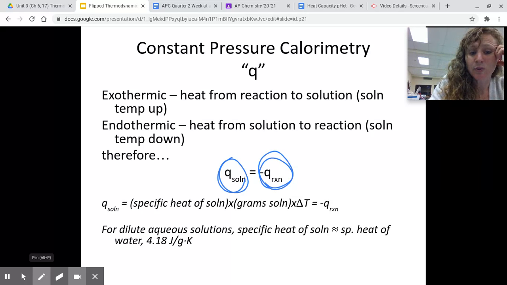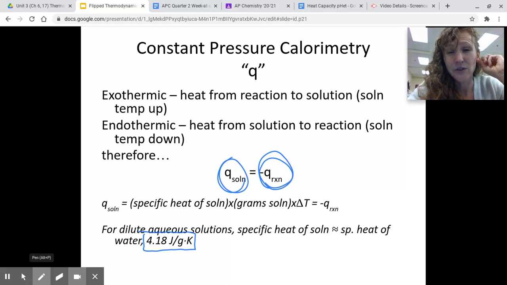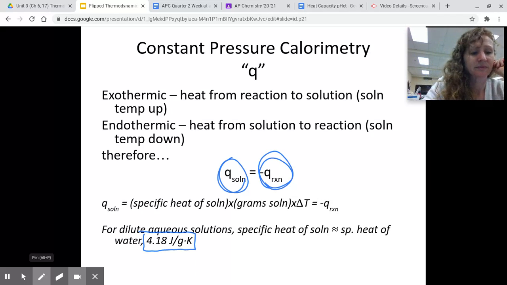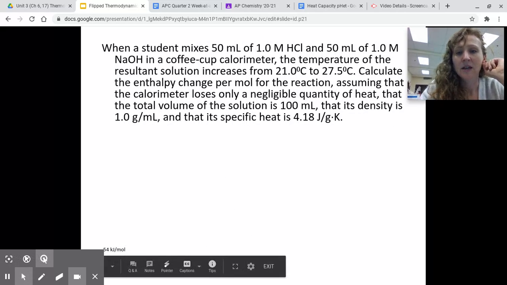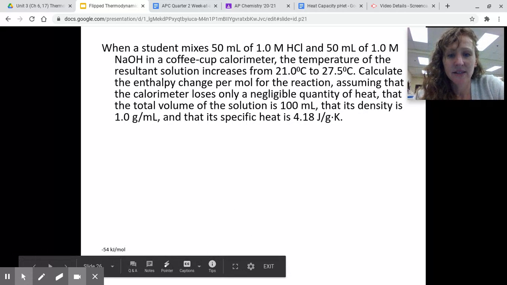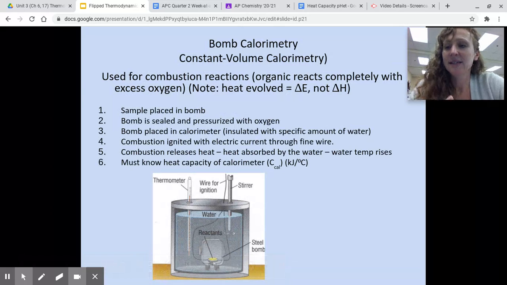Lastly, we're going to assume that the specific heat of solutions is going to be close enough to the specific heat of pure water. And whenever we're dealing with dilute solutions, this actually is true. So we'll keep our solutions dilute enough so that the specific heat of whatever solution we're dealing with, we can just use the specific heat capacity of water. All right, we'll try this together in class.